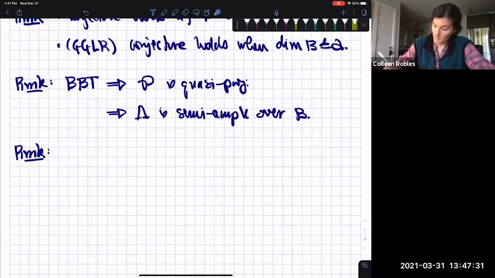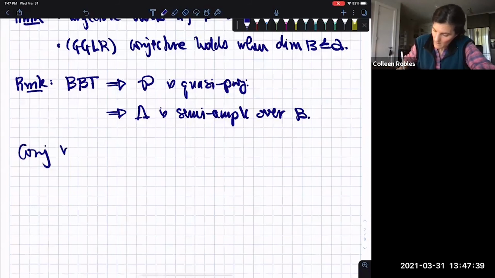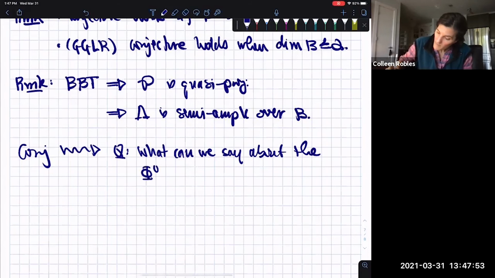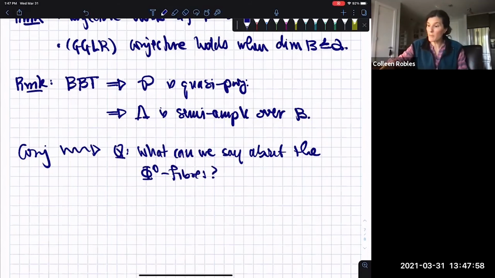And the conjecture leads to this question of what can we say about the phi naught fibers. Okay. And what can we say about the period map in a neighborhood of them? So we're basically claiming they can be collapsed in a very nice way.